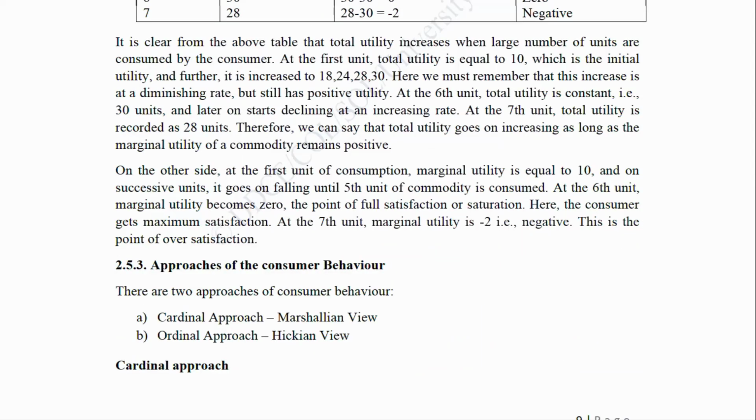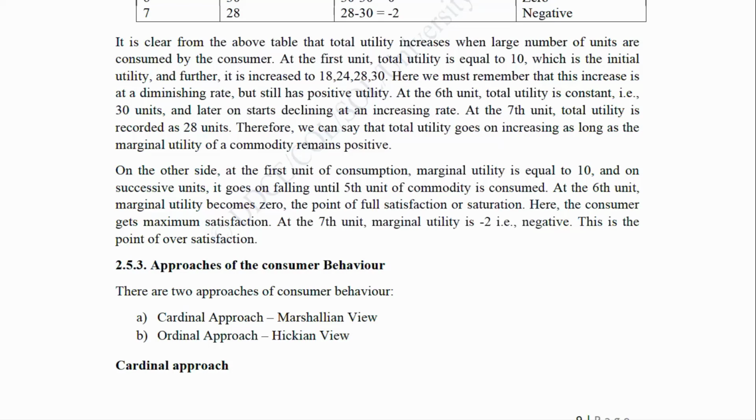positive. On the other side, at the first unit of consumption, marginal utility is equal to 10, and on successive units, it goes on falling until the 5th unit of the commodity is consumed. At the 6th unit, marginal utility becomes 0, the point of full satisfaction or saturation. Here, the consumer gets maximum satisfaction. At the 7th unit, marginal utility is negative 2. This is the point of over-satisfaction.